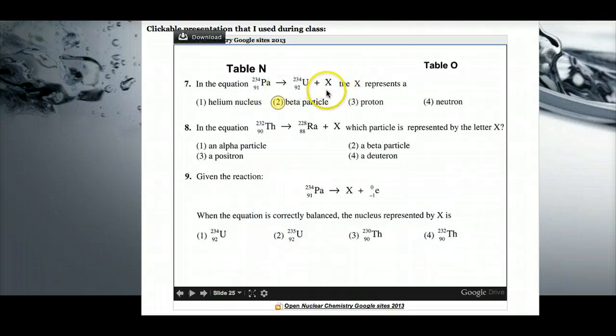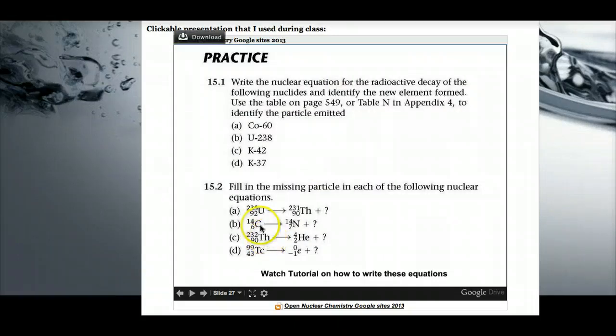I have a separate lecture on just nuclear equations below this video. The rest of these you can do on your own. If you want more practice writing nuclear equations, like cobalt-60, what does it do? You look at Table N and you would find that it gives... I guess I just went too fast, but uranium-238 undergoes alpha decay and becomes thorium.